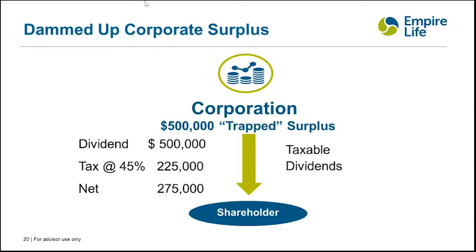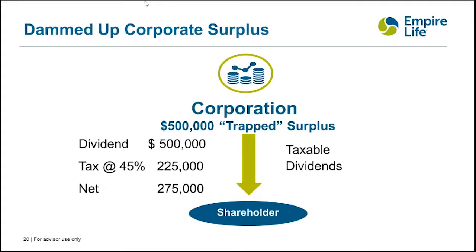So here's a picture of the situation. Assume a holding company has $500,000 of retained earnings in the company. A transfer of those funds to the individual shareholder as a dividend will attract tax at an average rate of maybe 45%, depending on your province of residence, or $225,000.